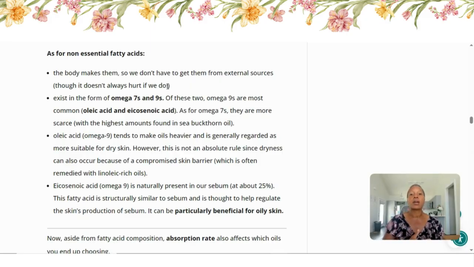Omega 9s are more abundant, more common, and the two that often are talked about are oleic acid and eicosenoic acid. I'll talk about both again in a moment. As for omega 7s, there are fewer foods or things in nature that actually contain omega 7. One item that contains a high amount of this fatty acid, though, is sea buckthorn oil. Happens to also be one of my all-time favorite oils. I love the scent, love the color, very nourishing.